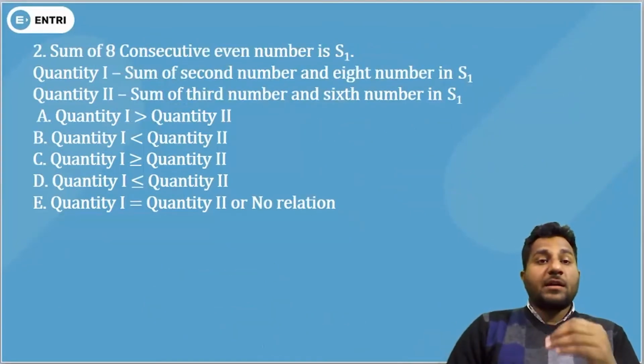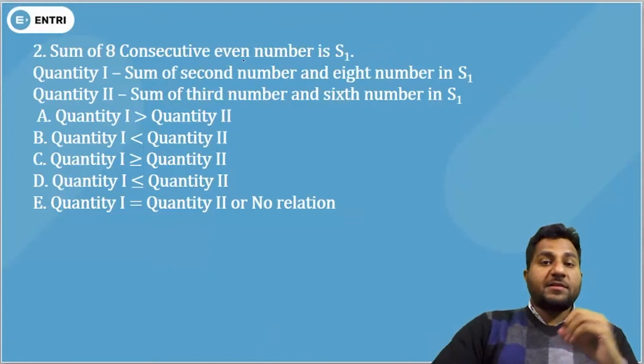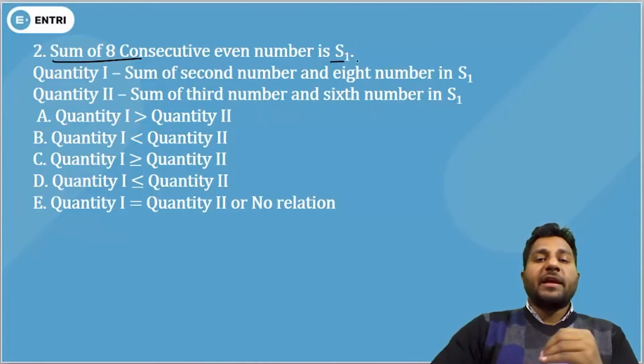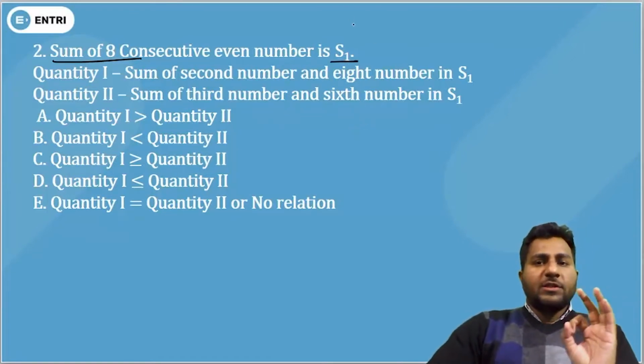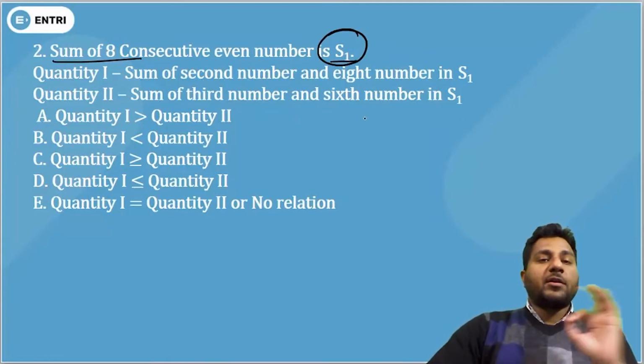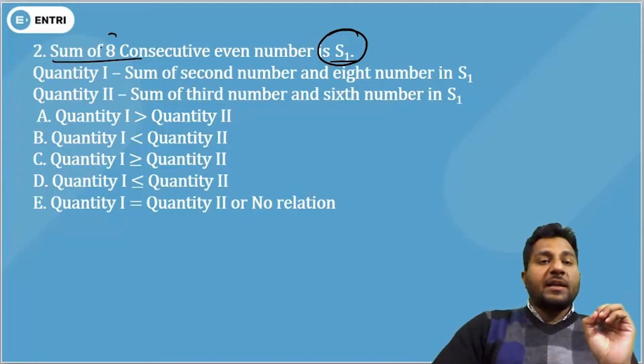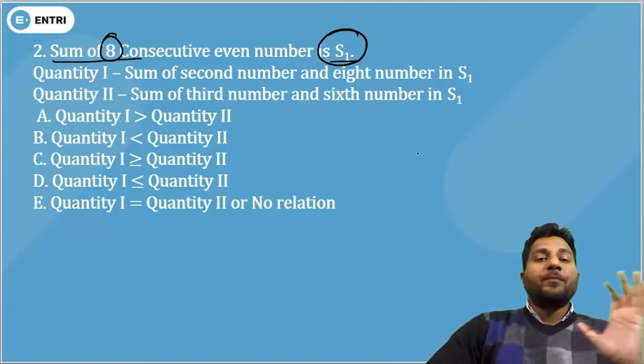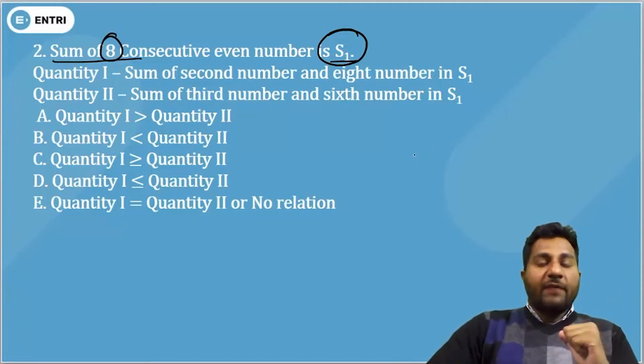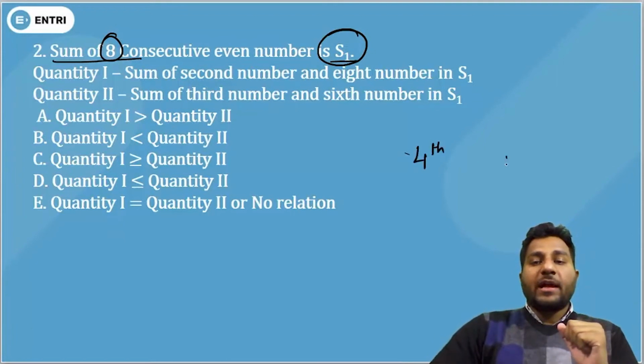So let's start with the second question. Let's do this question. It is a very tricky question. Look at this. The sum of 8 consecutive even numbers is given. That means the numbers are even and you need to figure out their average. The average must lie between the 4th and 5th number.